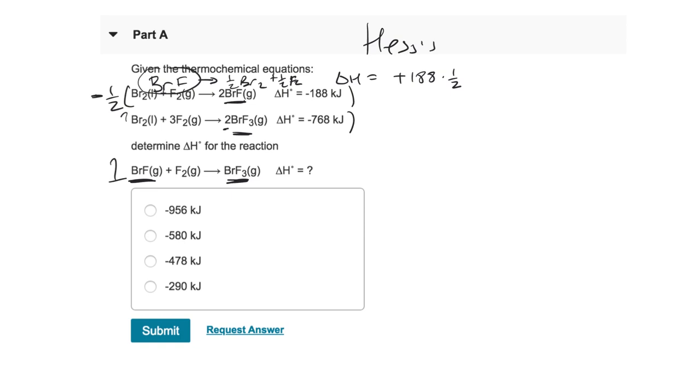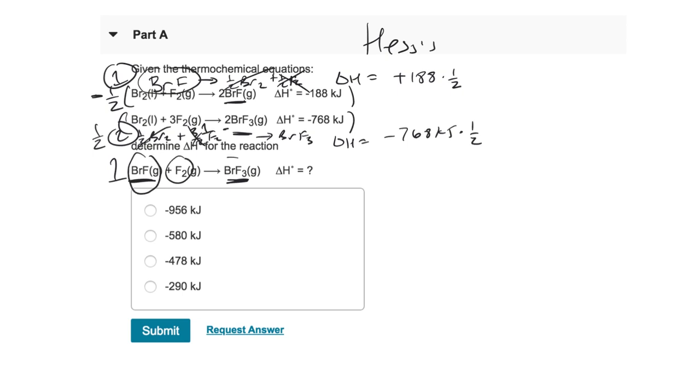So I need to cut this coefficient here by half. If I can write this in here, I'd have a half Br2 liquid plus 3 halves F2 goes to BrF3. The delta H would be minus 768 kJ times a half. So what I'm doing is adding these reactions up: reaction 1 and now my rearranged reaction 2. If I add those up, notice that my Br2 cancels, a half Br2 on both sides, and then I have a half canceling with 3 halves, so down to 1. So that's how I get BrF plus F2 goes to BrF3.